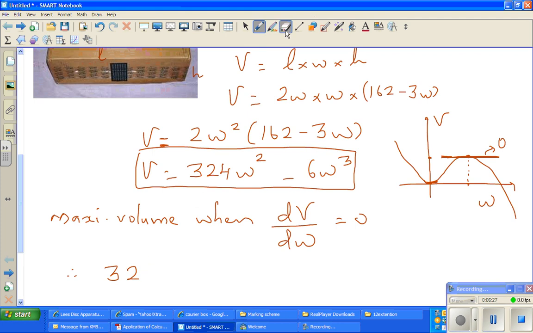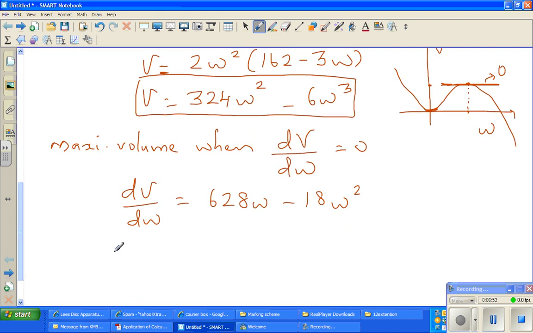Therefore, now to differentiate: dV by dW. When you differentiate, you drop the power down and decrease the power by one. So 324 times 2 is 648W minus 18W squared. Now you have to set this equal to 0. So 648W minus 18W squared is equal to 0. What can you factor out?